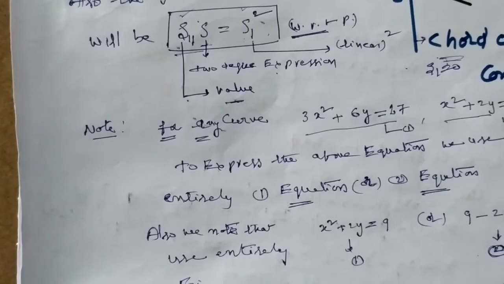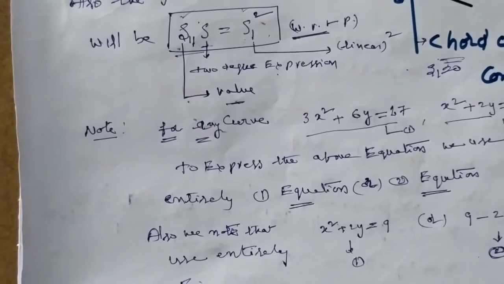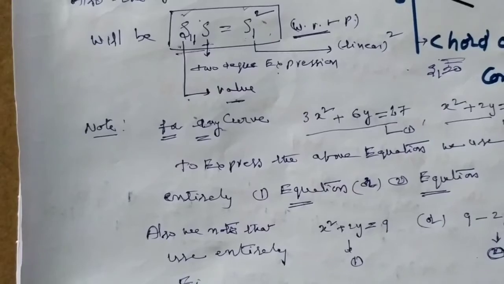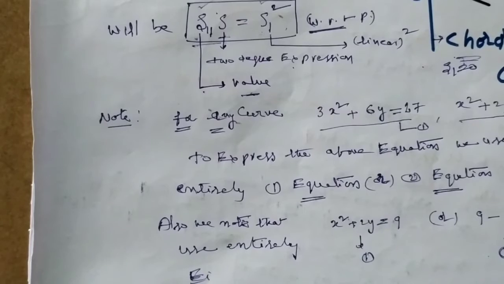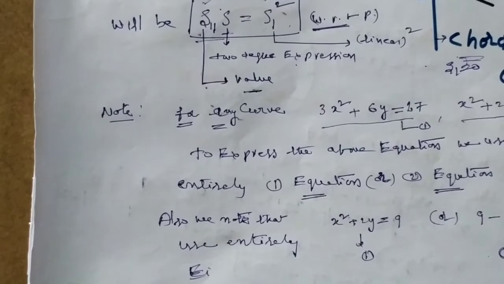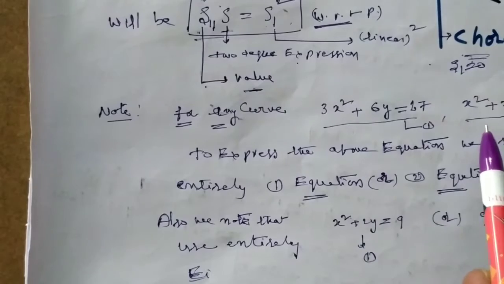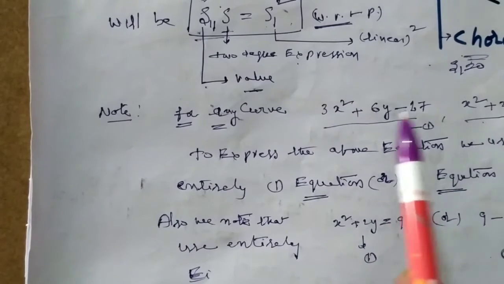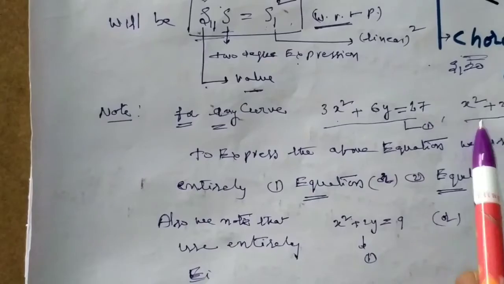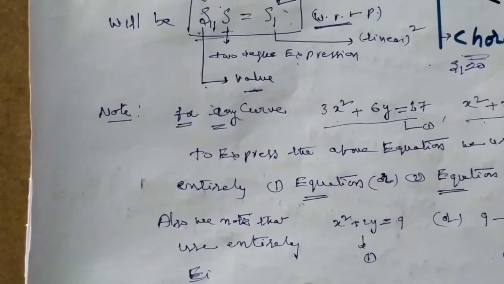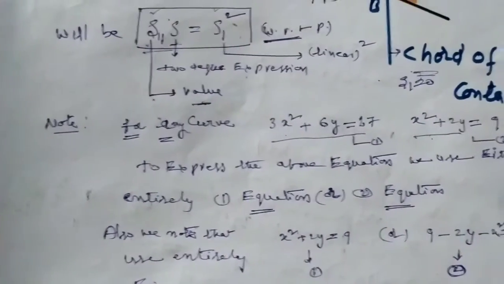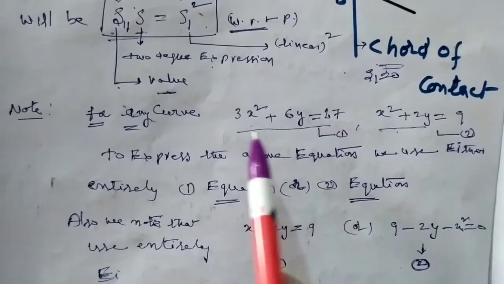Here one thing you have to remember, an important thing: while finding the pair of tangents to any given conic equation, you have to use the entire given equation or the transformed equation. But we do not use one time this equation and one time the other equation. Suppose you want to find the pair of tangents for this equation with respect to a particular point, what do we do? We use the transformed equation.